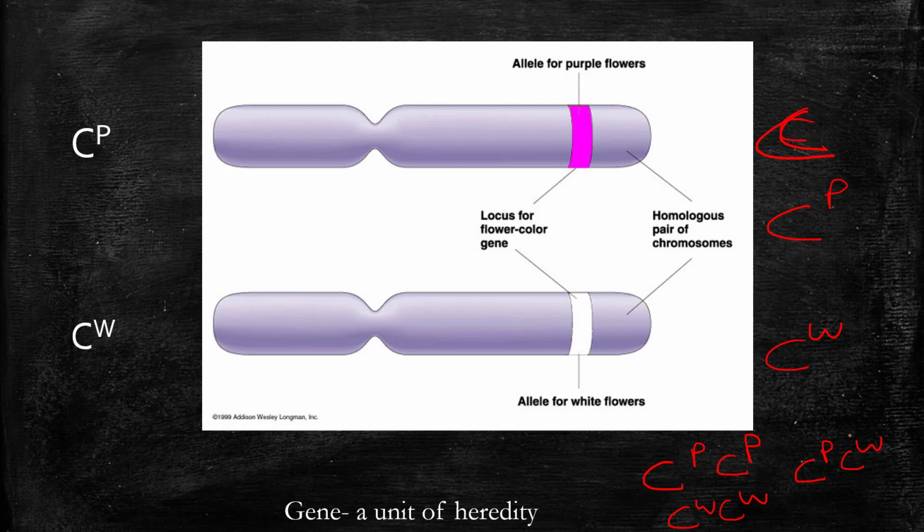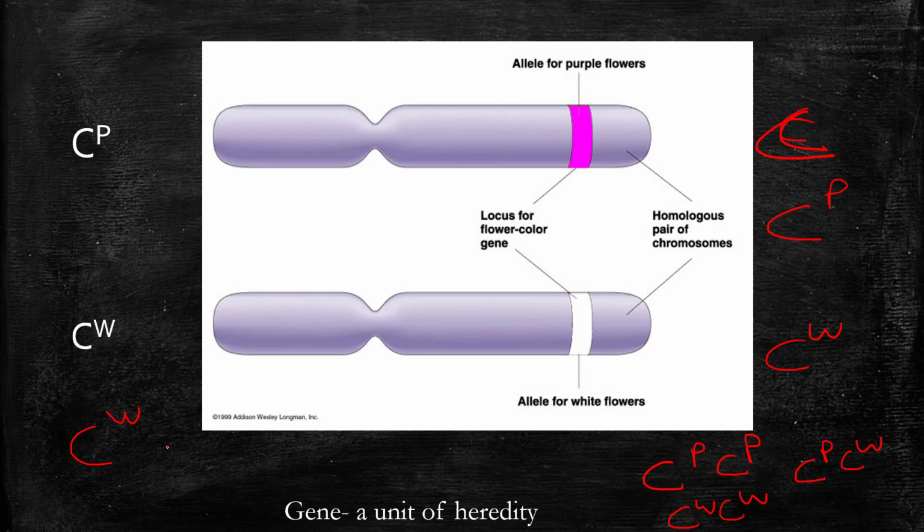So if you are CP CW, you might be a purple flower with white spots. They both show up. They're both dominant when they're both present. So that's how we are going to designate genes and alleles in this chapter. The gene will have a letter, and the allele will be a superscript next to that letter, at least when we deal with codominant alleles.